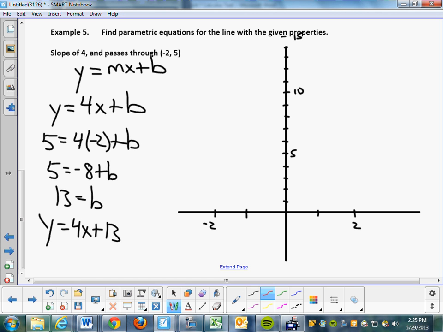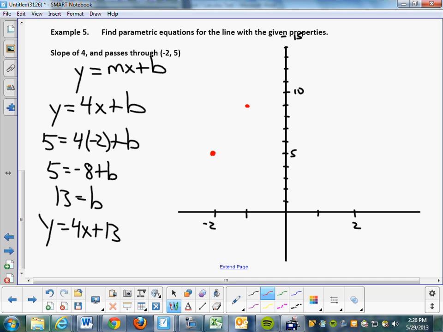Okay, and this is a line that has a slope of 4 and passes through negative 2, 5. I'm going to plot negative 2, 5. Can I generate another point on that graph? How? Up 4 over 1. So I go up 4 to 9, and I go over 1.